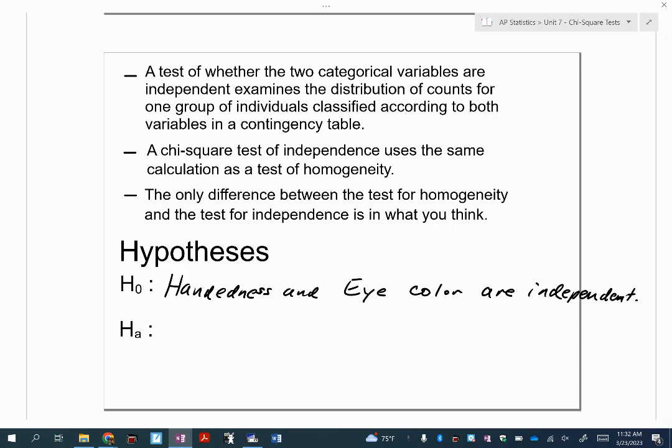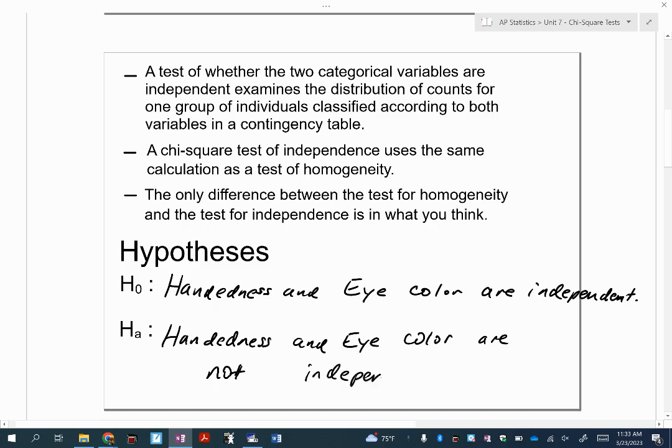What are we going to try to prove? That there is a relationship, there is an association, or you could say they are related or not independent, or you could even say they are dependent. Any questions so far on the hypotheses?